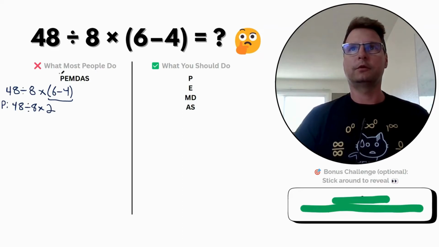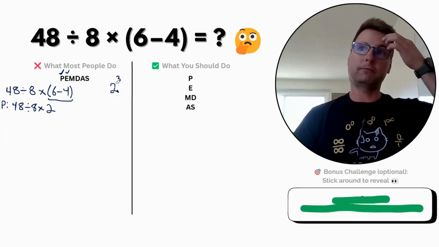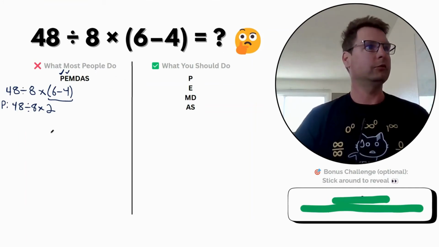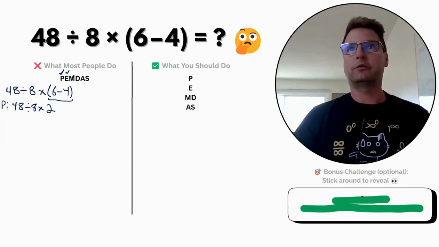Okay. And then E stands for, what does that stand for? Exponents, right? Do you see any exponents here? I don't see any exponents here. That would be something like 2 to the third power, right? Something like that would be exponents, but we don't have anything like that here, so we can move past that step. Okay, what's the next one?